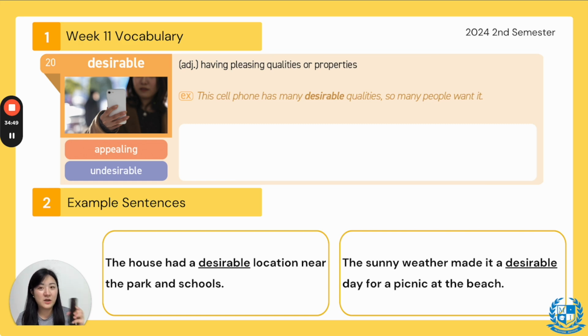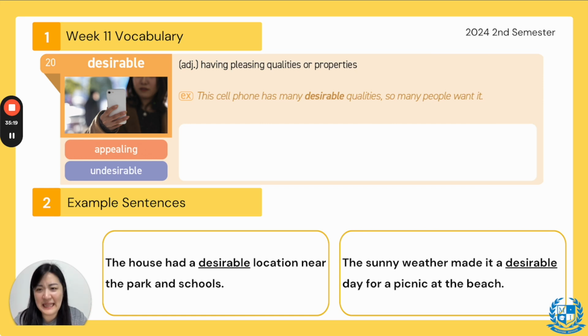So maybe a quality that is desirable would be that it has really good, I don't know, camera functions, or it has cool sounds. I don't know much about phones. So let's go to the next one. It says the house had a desirable location near the park and schools. Good. So a house near a park would be good so that kids can go out and play. And then it's good to be near the school because you can go back and forth.